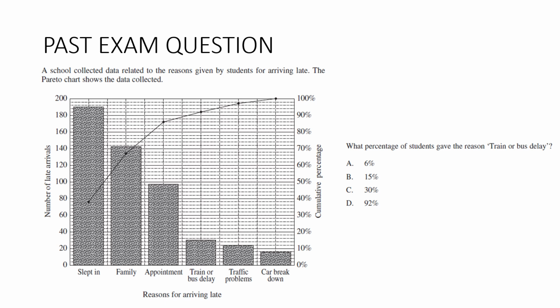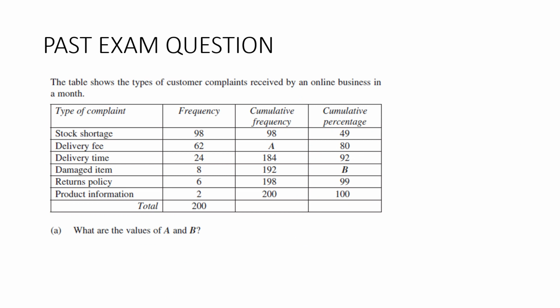It's much better to try and figure out how much this cumulative frequency increases to get to here, because that's what's happening here. So at this point, when we've added in slept in, family and appointments, we're sitting up here at, what is that, 86%. After we add in train or bus delay, we're up here at 92. So it's a pretty easy question, isn't it? From 86 to 92, that's 6%. And this question was from 2022.